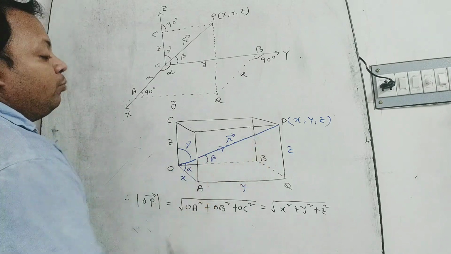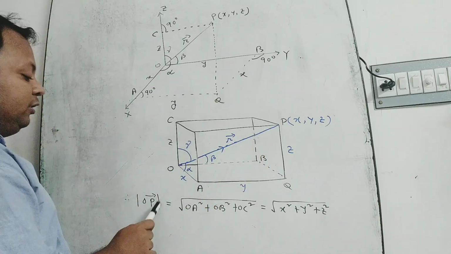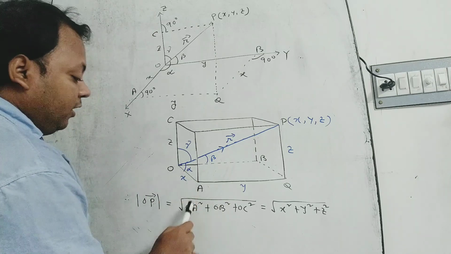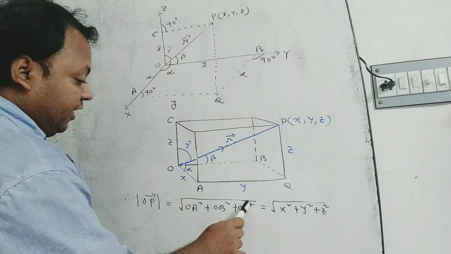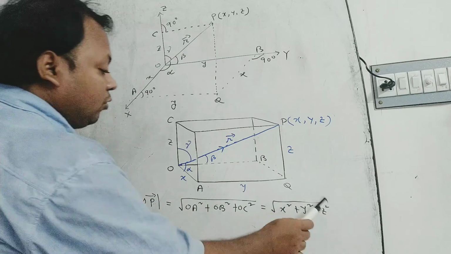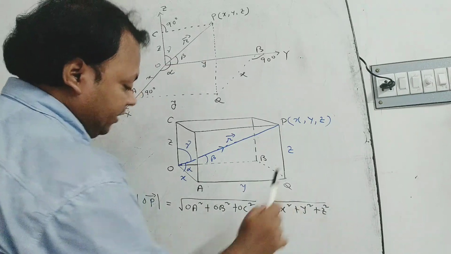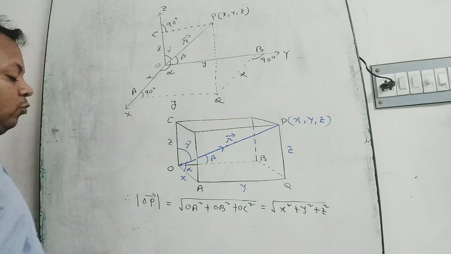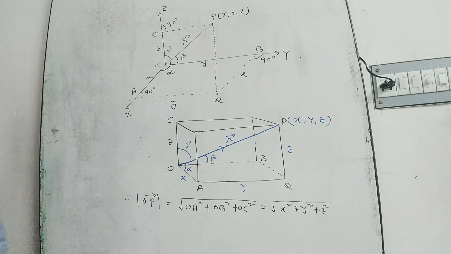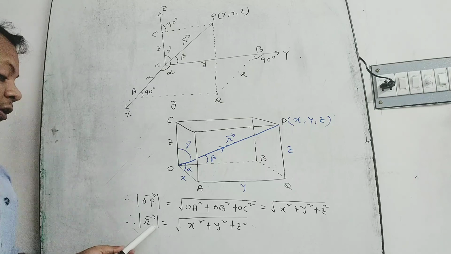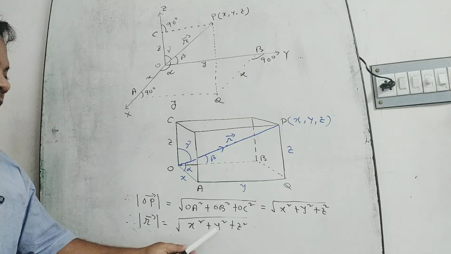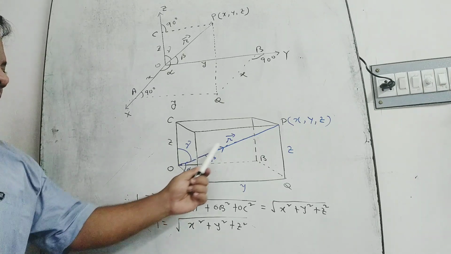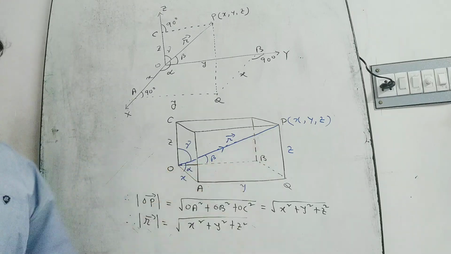Therefore, the length of the diagonal OP is equal to under root of length square plus base square plus height square. This is equal to under root of x square plus y square plus z square. That's why we can write the magnitude of r vector is also equal to under root of x square plus y square plus z square, where r vector denotes OP vector or position of P.